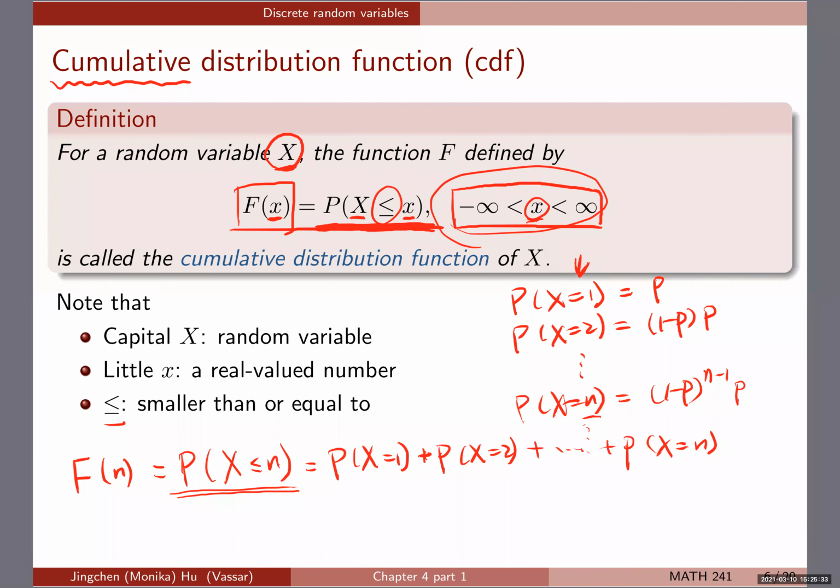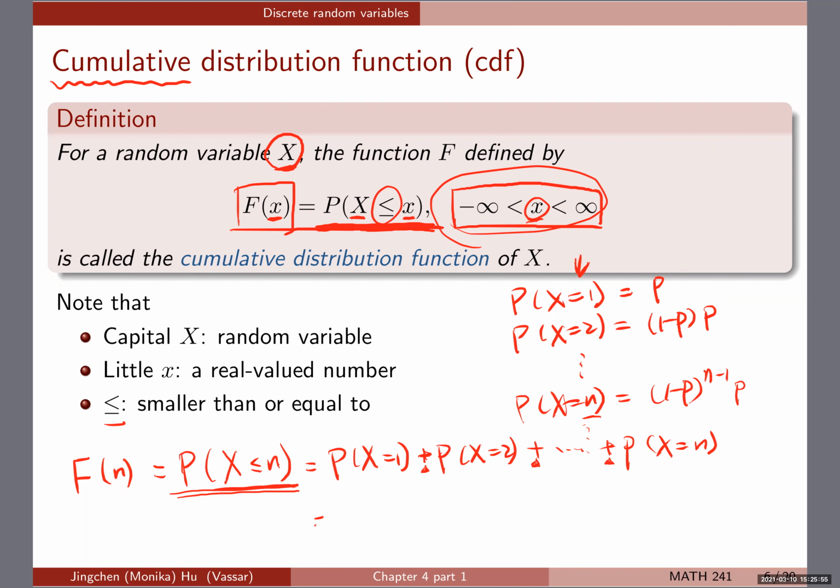And I will also just highlight that we're adding them up because they're all disjoint. They cannot happen at the same time, but they all satisfy this definition of X is smaller or equal to n. So we're adding it up, and that's the third axiom of probability. If you have disjoint events, you are adding them up if you're trying to get the union.